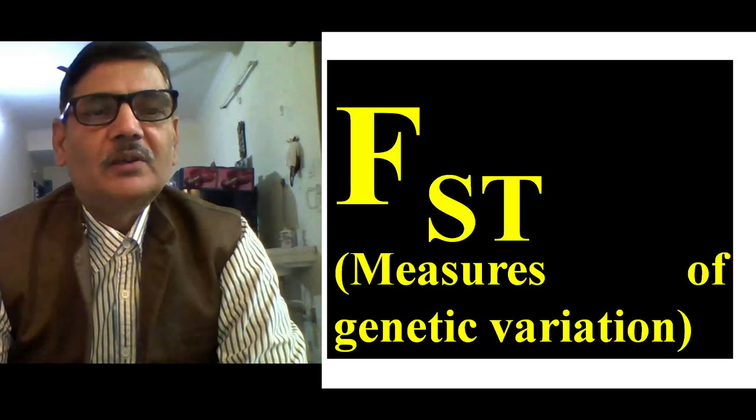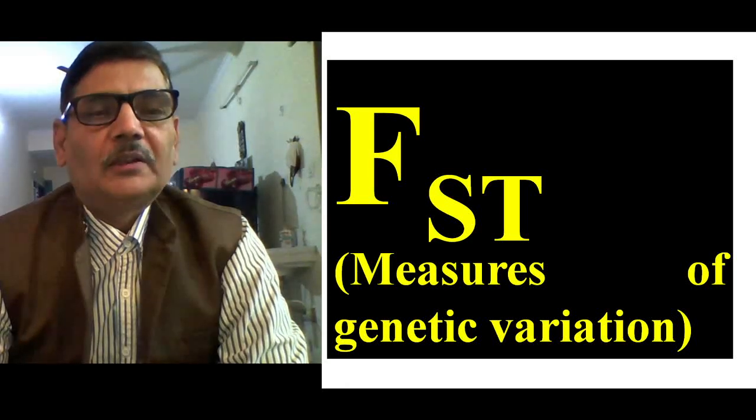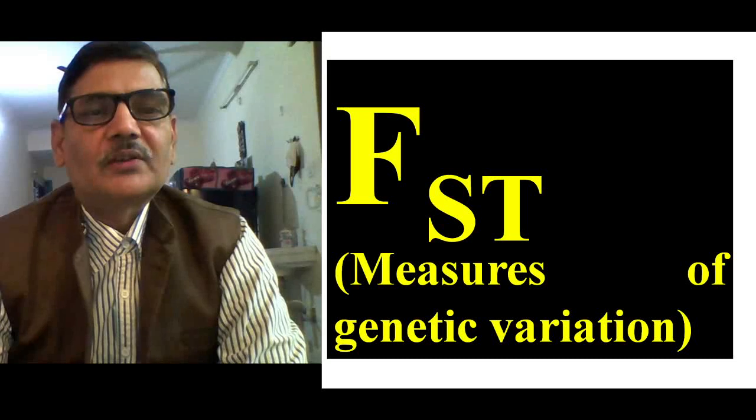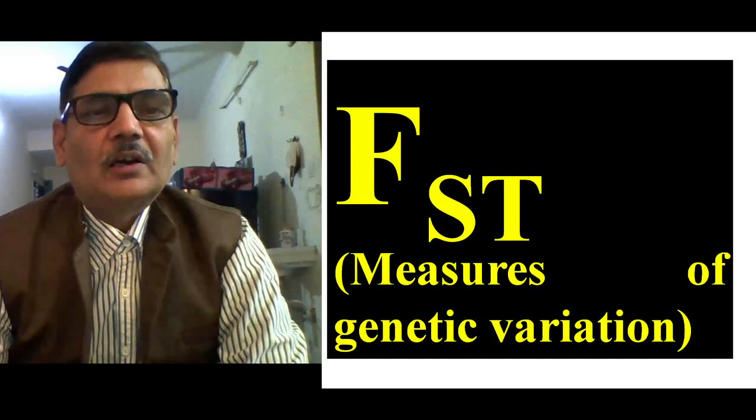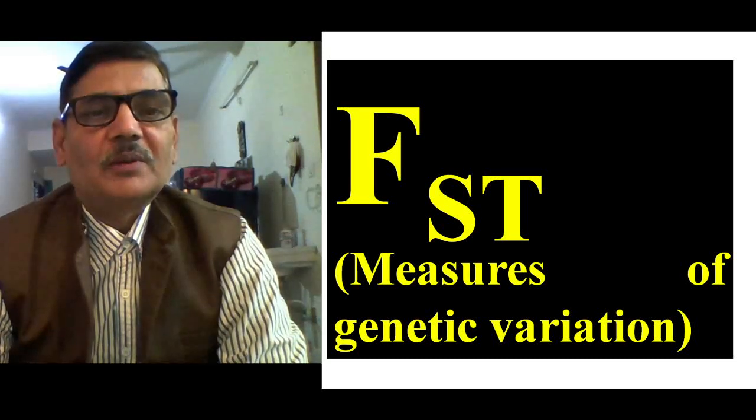One of the parameters in the field of population genetics is FST. This FST is a measure of genetic variation. If we have several populations of a particular species, then we wish to know to what extent these populations are genetically differentiated from each other. So calculation of FST gives an idea about the extent of genetic differentiation or variation existing among such populations.